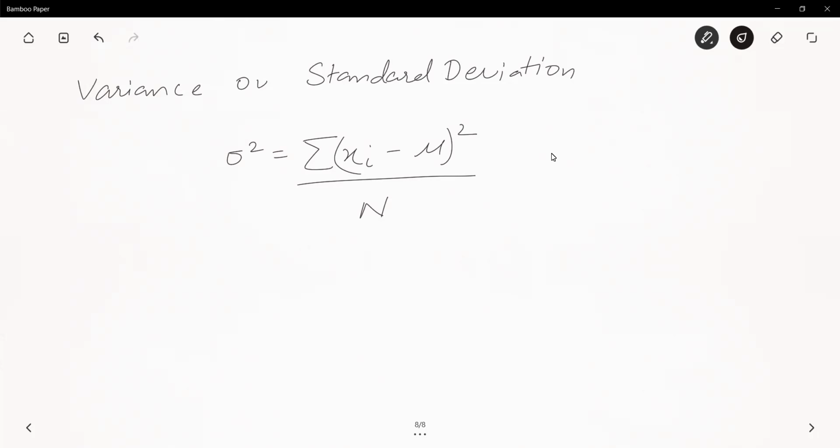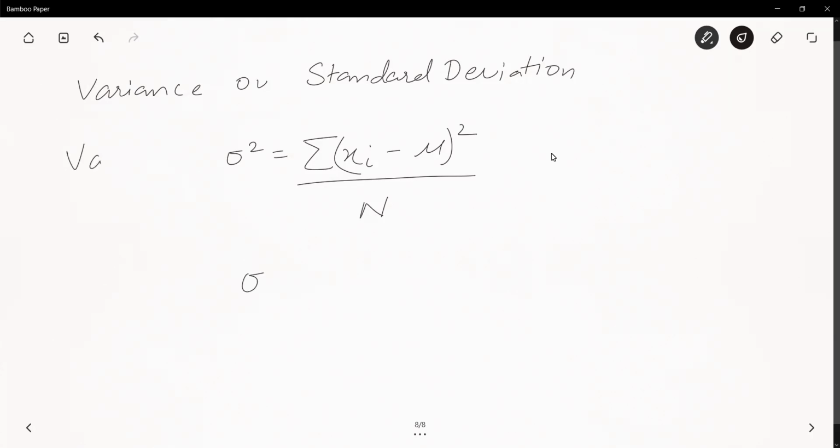So variance is a measurement of how much your values are dispersed or deviate from the mean value, or the average value. That is what we call variance, or you can say standard deviation. And standard deviation, again in the same formula, is denoted by sigma.